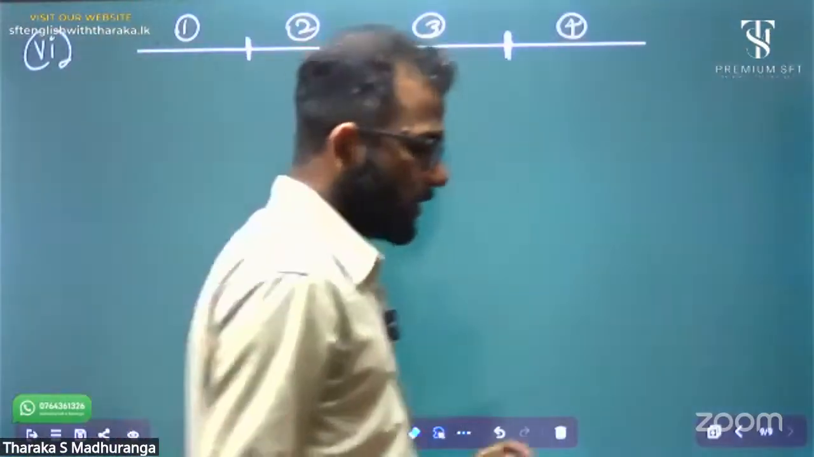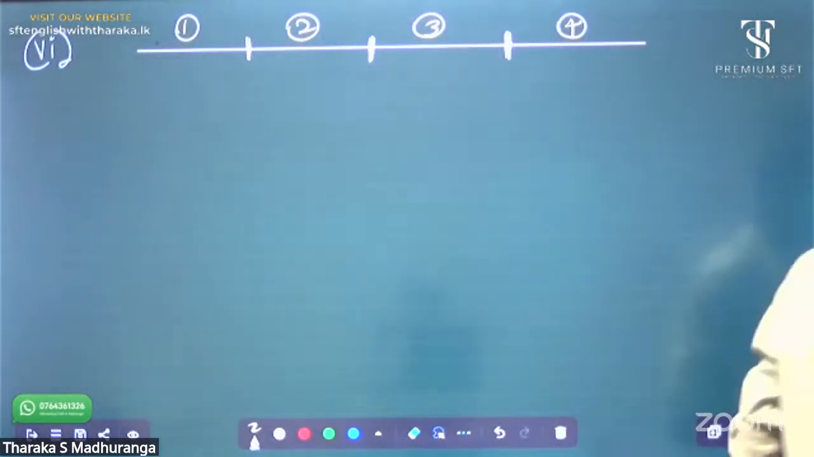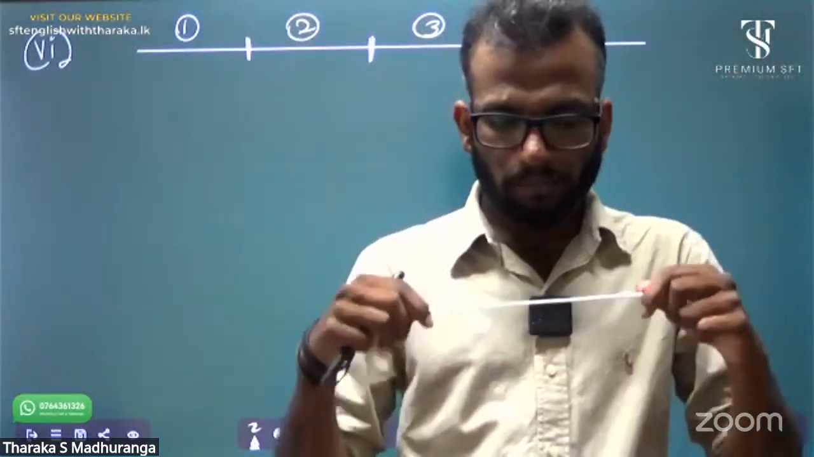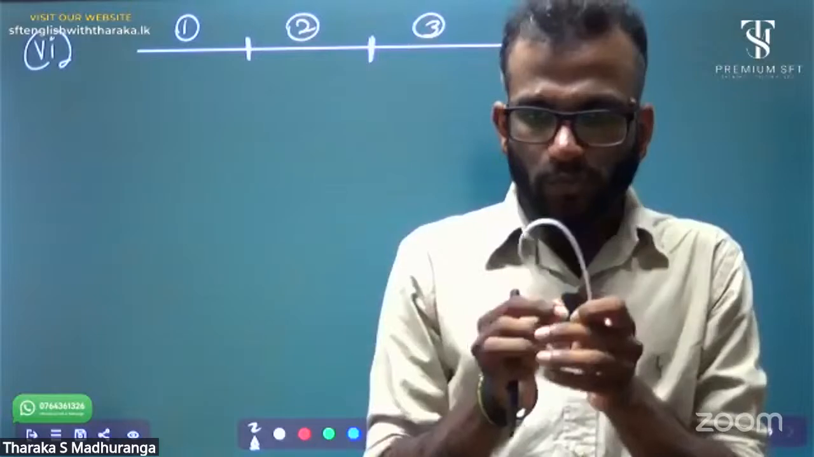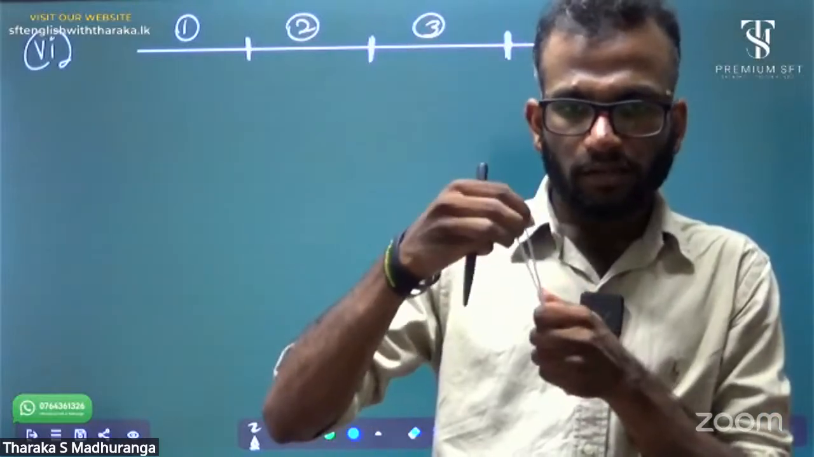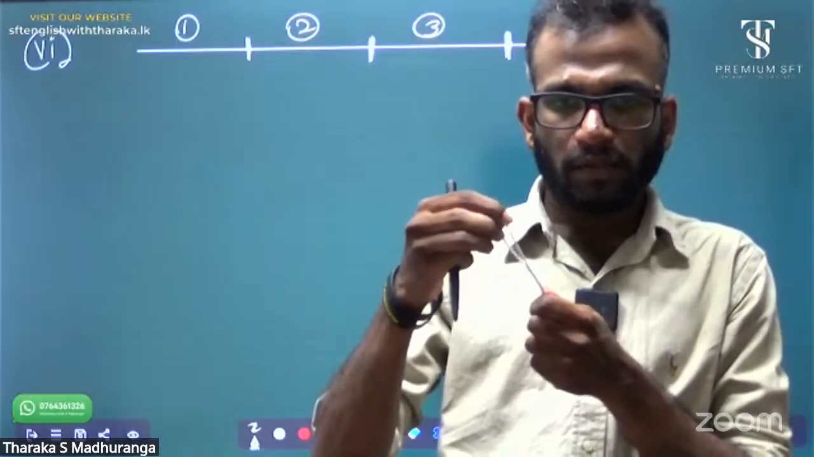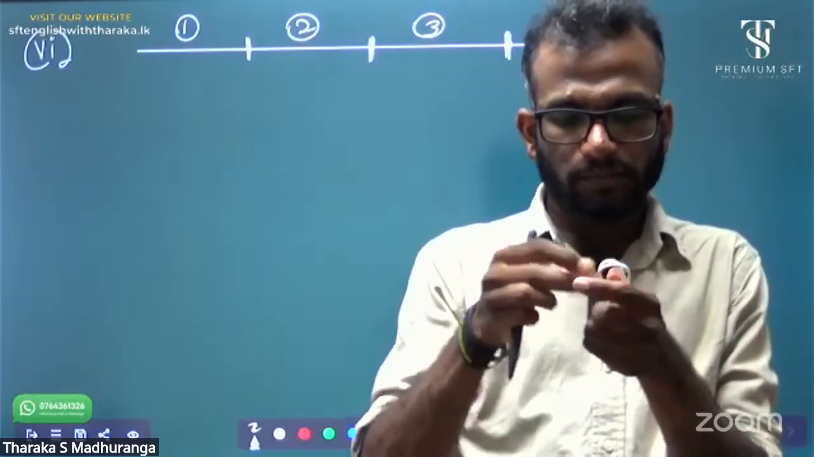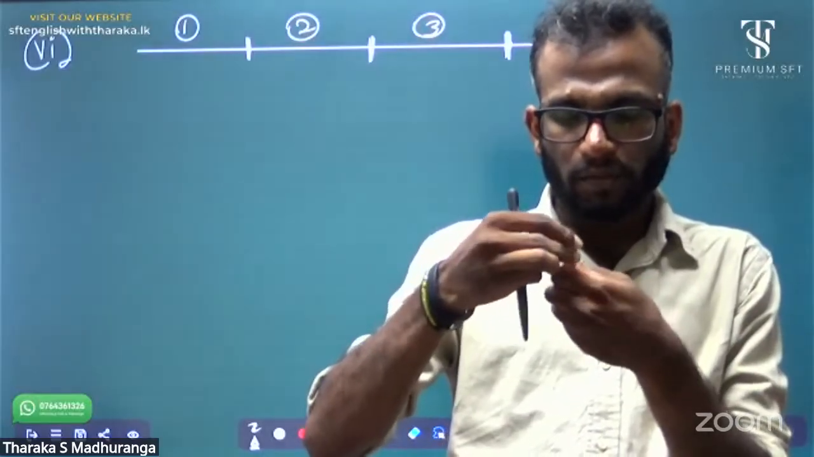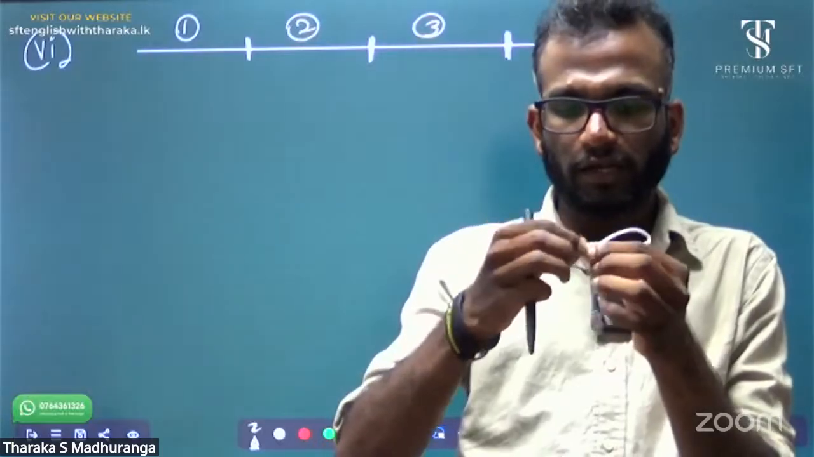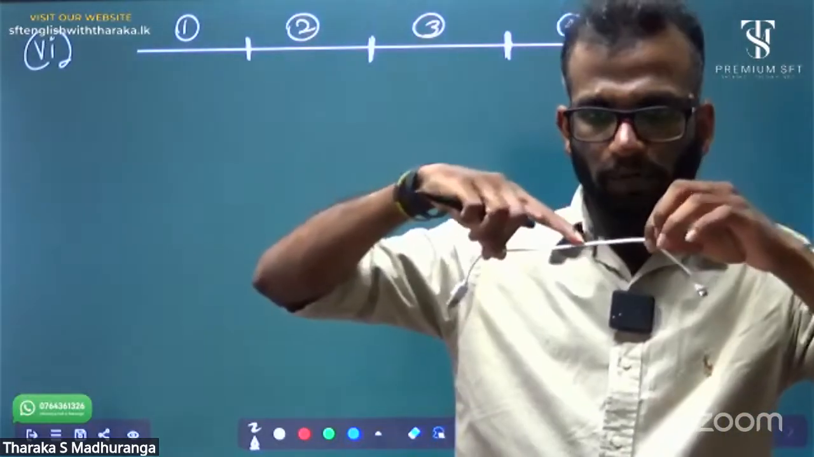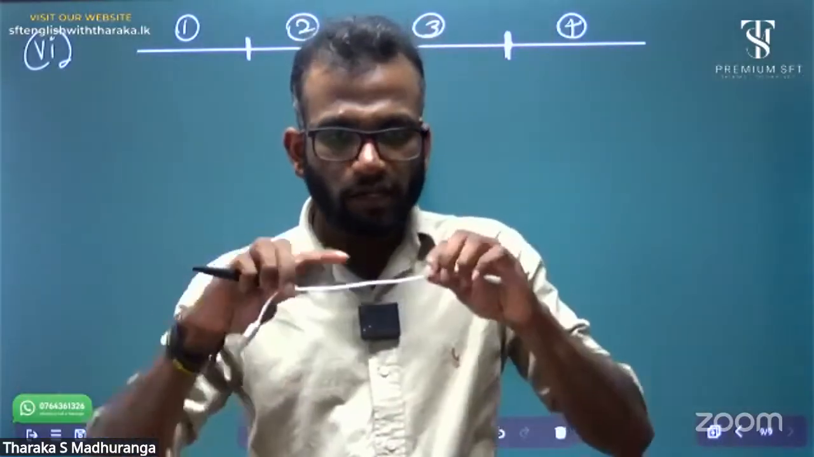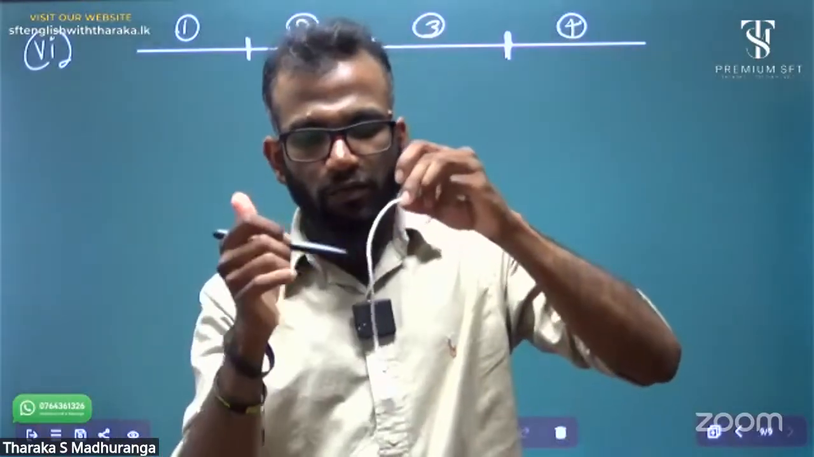Now I have a string. I just want to cut this into two identical parts. Then I can cut here. Again, I need to cut into four identical parts. Then I can cut. Now I have three cutting points. These cutting points are the quartiles. 1, 2, 3 cutting points. These cutting points are the quartiles.